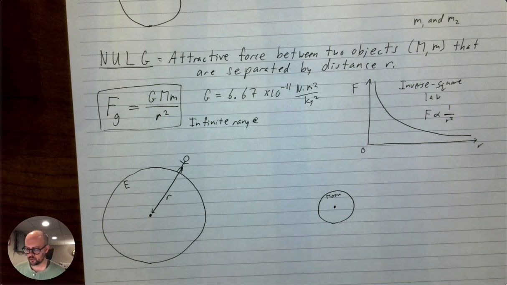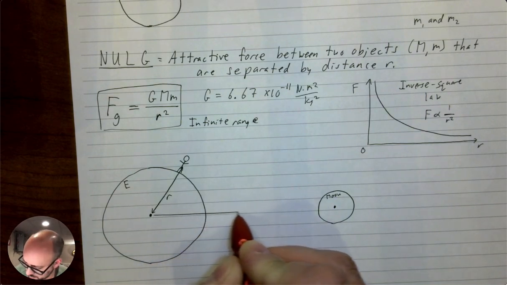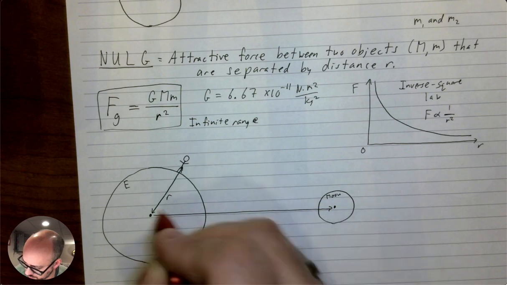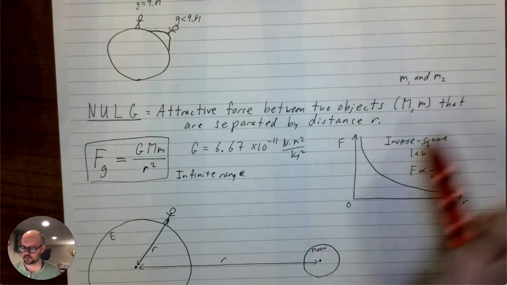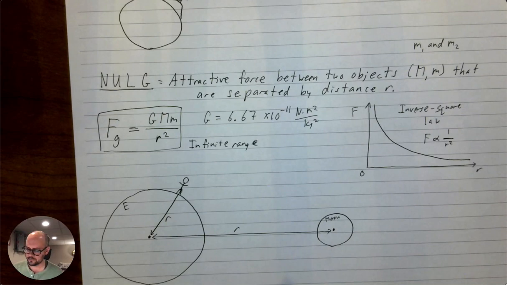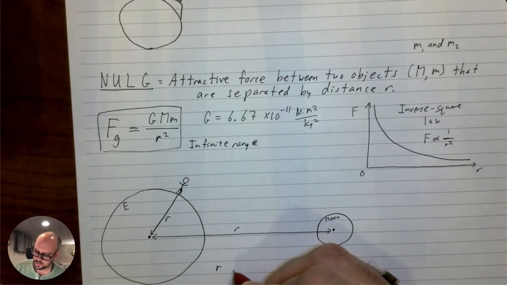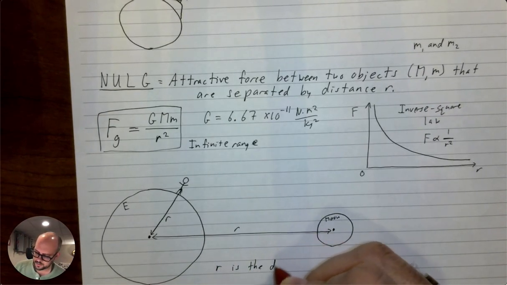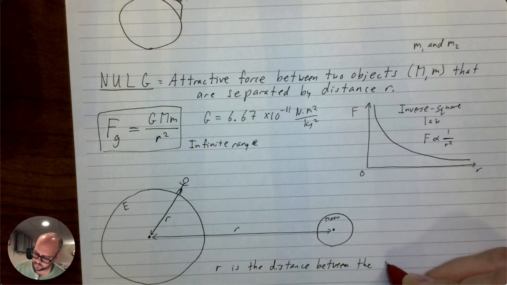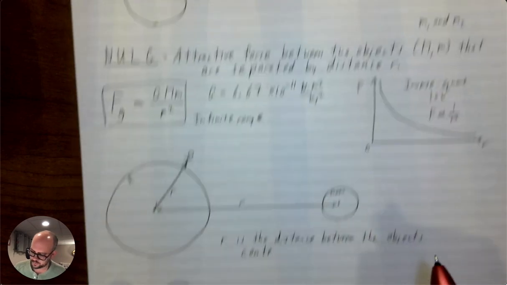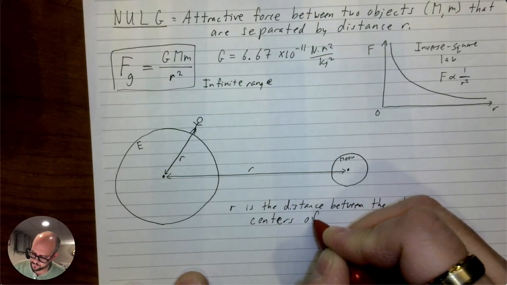If we did this for the moon, we would have to measure the distance not between the surface of the Earth and the surface of the moon, but the distance between the centers of those two objects. And so really, when we say it's separated by a distance r, we say that r is the distance between the objects' centers of mass.